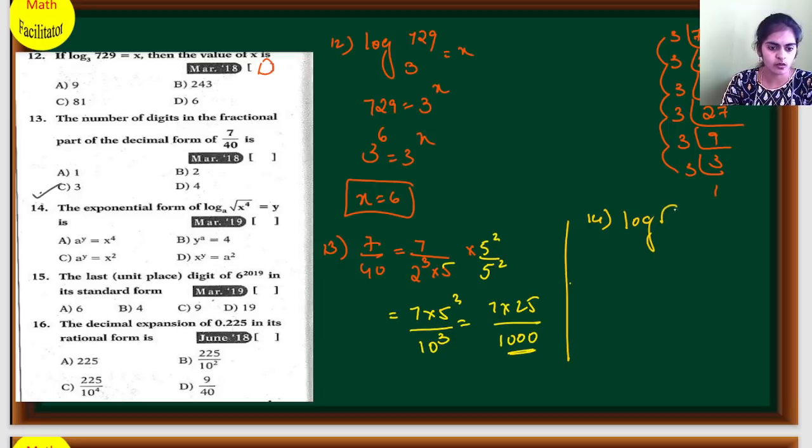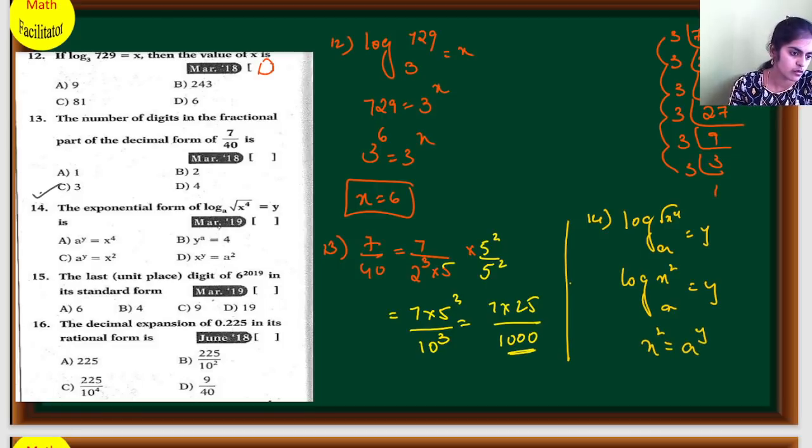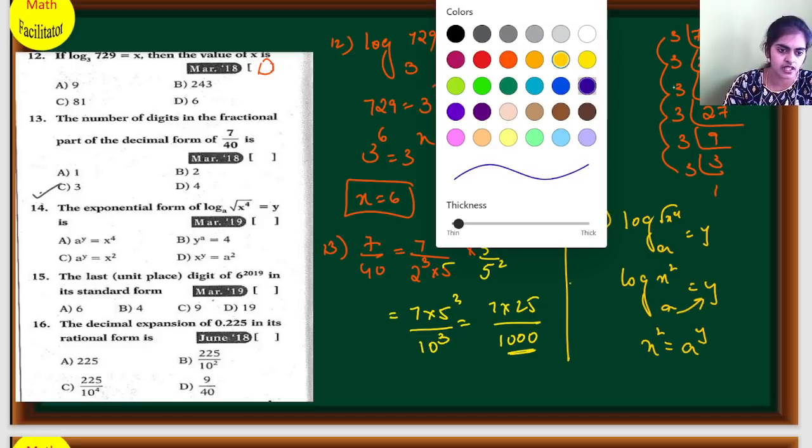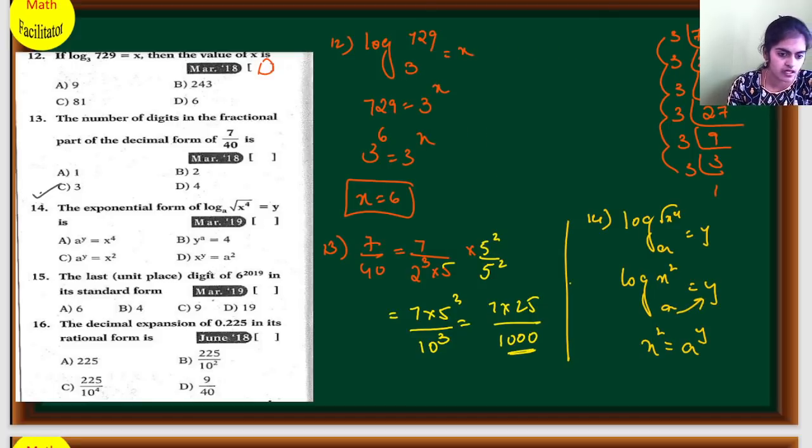Log of root x power 4, which is nothing but x square, to the base a equals y. So x square equals a power y. So a will go to the base, isn't it? Check where you are getting the option: x square equal to a power y. Here it is, option C. Okay. Now the next question.